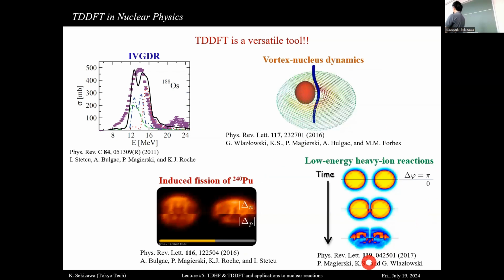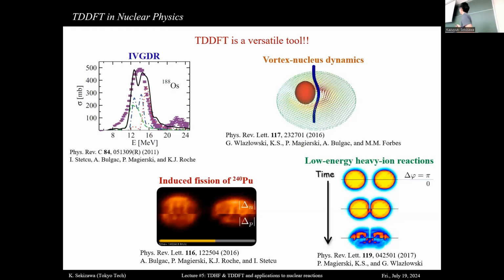And also, we can of course apply this TDDFT to describe low-energy heavy-ion reactions, which I will explain later. We can prepare the ground states of two nuclei, projectile and target, and make a collision by giving some momentum between these two nuclei. And then we can follow in time what happens during the time evolution. So microscopically, we can describe low-energy heavy-ion reactions.